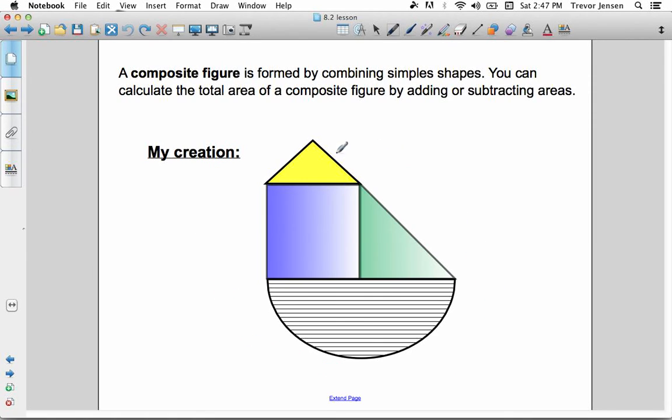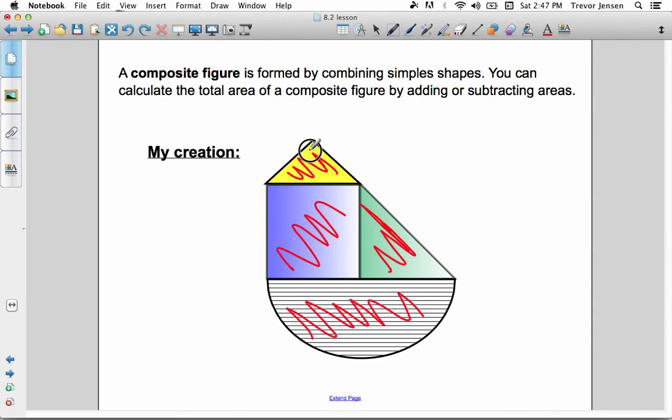So I've got a bunch of simple shapes here. I got a triangle here, a rectangle here, and a semicircle here. And I've made up one composite figure by adding all of these shapes together. If I wanted to find the area of this composite figure, I would find the area of each of these individual shapes and add them all together. So let's do an example where we'll actually do something very similar to this. I'll give you a composite figure, so a figure made up of two or more simple shapes, and then we'll find the area of that by adding those areas together.